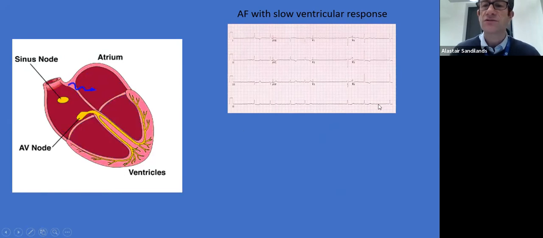Okay, so it's 42 beats a minute. It's irregular. The QRS is narrow. It's an irregular rhythm. So this is atrial fibrillation with slow ventricular response. It's going through the AV node still because it's irregular, but not very well. It's not fast. It's slow. So that might be medication or the AV node is poor.